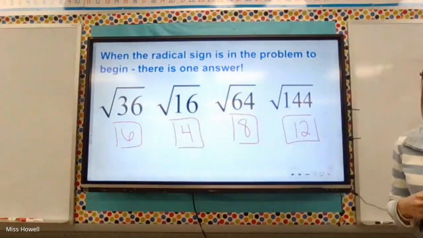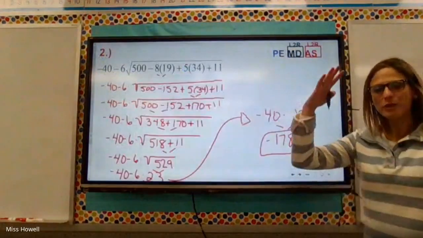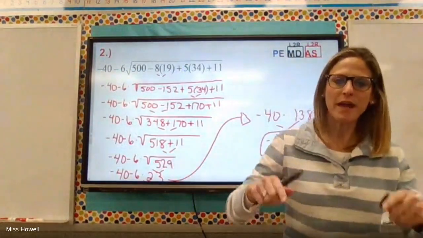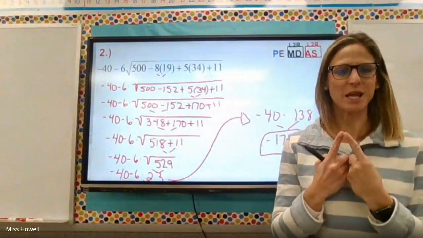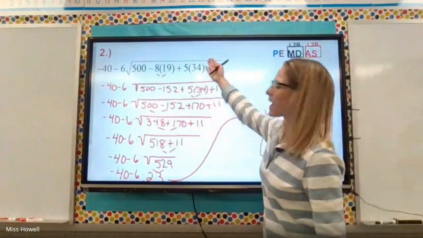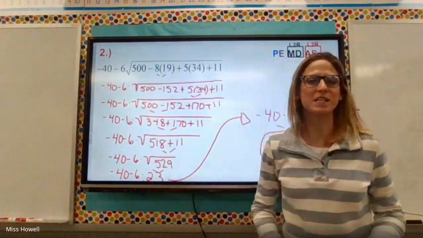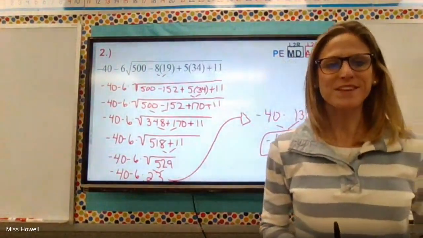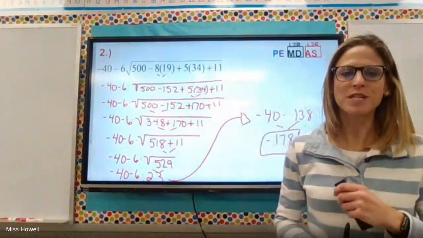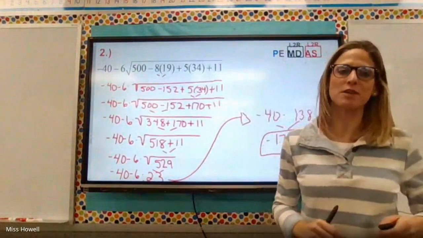Or I might end up with a problem where I have to evaluate using PEMDAS where I end up with one number underneath that's a perfect square. And since the radical sign was there to begin with in my problem, I'll have one positive integer when I evaluate the square root, and then keep going and finish PEMDAS from there.